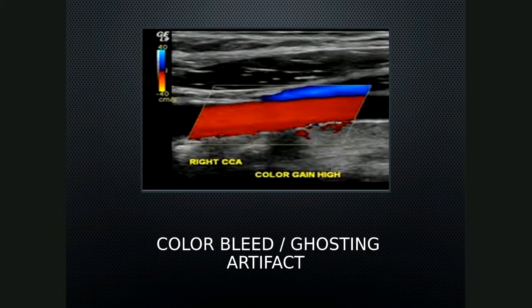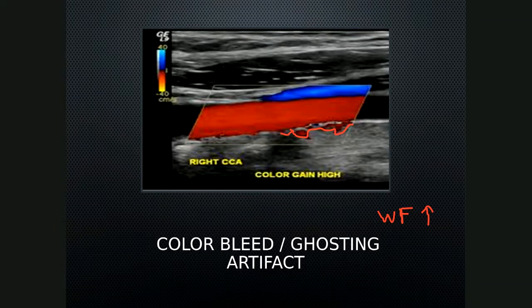So when we have color bleed, or what they refer to as ghosting artifact, that's when there appears to be color coming outside of the walls of the vessel. If that's the case, our wall filter is set too low. So to fix this, we need to filter out some of the vibrating wall motion that's showing up on the outside of the wall. So to fix color bleed or ghosting, you would look for the wall filter control, and you would increase that. We'd increase it just enough to clean up this outside flow.